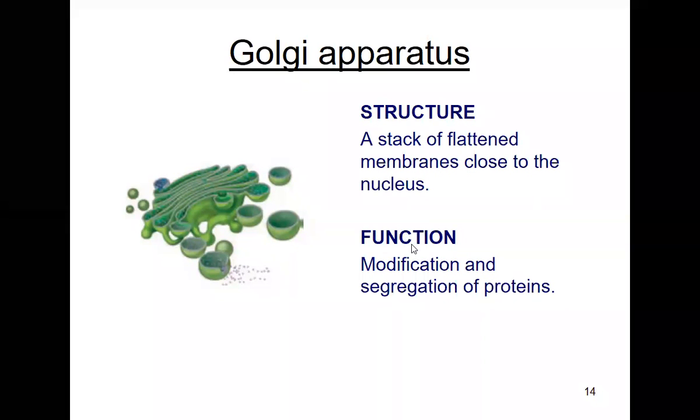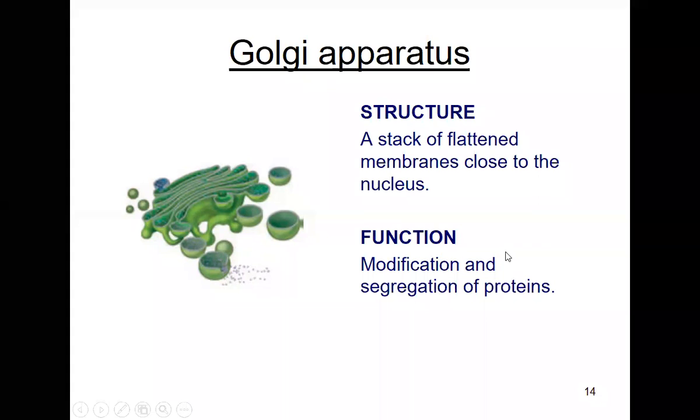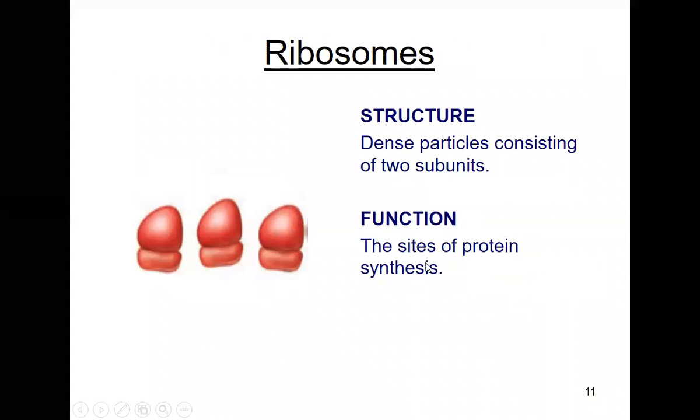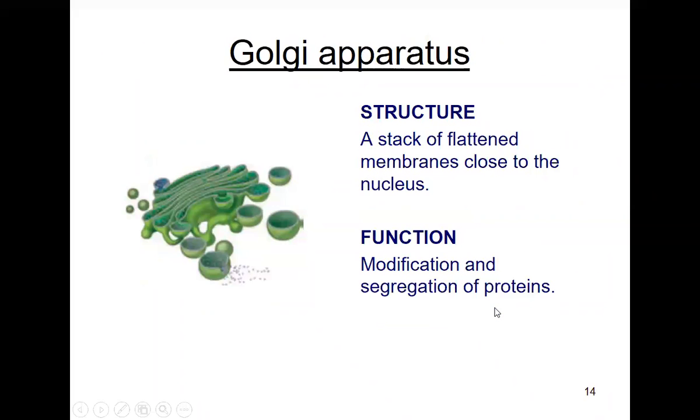What is the function? They help in the modification and segregation of proteins. See, there are so many structures which act on the protein. The ribosome produces the proteins. The rough endoplasmic reticulum modifies the synthesized proteins. Now, the Golgi apparatus helps in the segregation of proteins, not only modification but also segregation. Segregation means separation of proteins. Different proteins are separated equally among them.